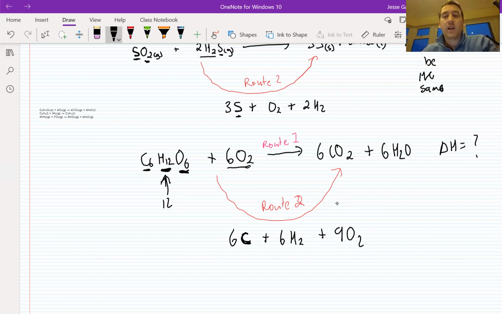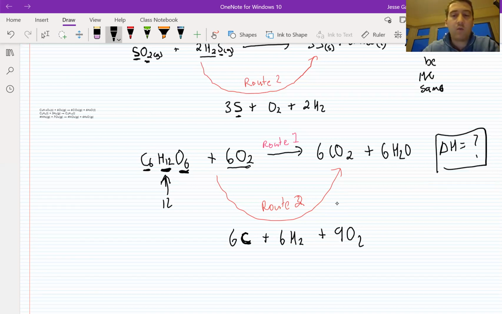Like I said, it really doesn't matter whether I go by route 1, which is just a single reactant turned into products, or if I consider it as a more detailed reaction where the reactants break down into their elements and then form new compounds. It doesn't matter because the delta H is going to be the same either way. Again, we'll take a closer look at the reasons for that later on.